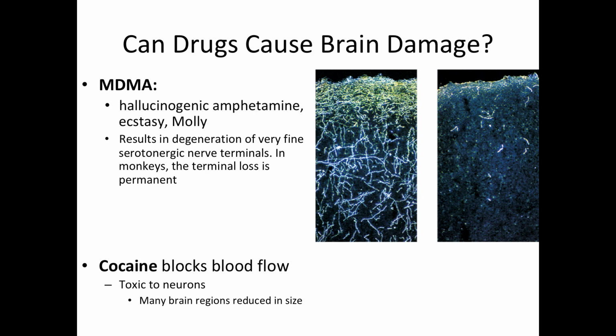Psychoactive properties of cocaine are actually pretty similar, and they also have really bad side effects. Cocaine use is related to blockage of cerebral blood flow and other changes in blood circulation. So brain imaging studies suggest that cocaine use can be toxic to neurons because a number of brain regions are reduced in size in cocaine users.